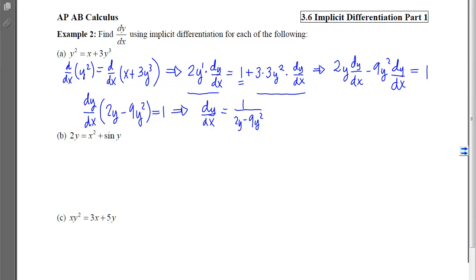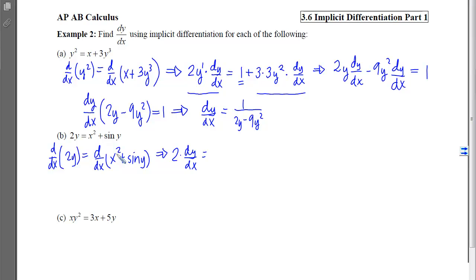With part B, we again have an equation where y cannot be isolated, so we are forced to apply option 2, which is to do implicit differentiation. So we will apply the derivative operator d/dx to both sides of the equation. And when we do that, anything that has a y in it, we will have to apply the chain rule. So on the left, I will move through the constant 2, and then I'll hit the y. The derivative of y with respect to x is dy/dx.